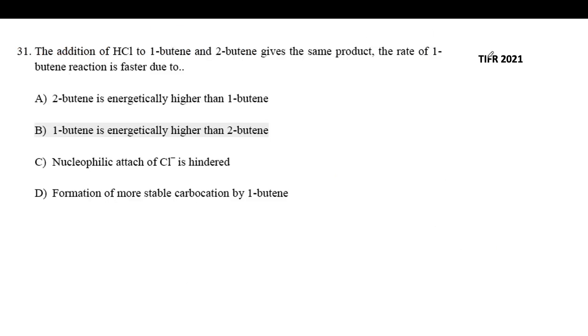Next question is from TIFR 2021. Now the question is very simple. The addition of HCl to 1-butene and to 2-butene gives the same product. The rate of 1-butene reaction is faster due to. Now this is such an easy question that sometimes we are not even able to answer, right?